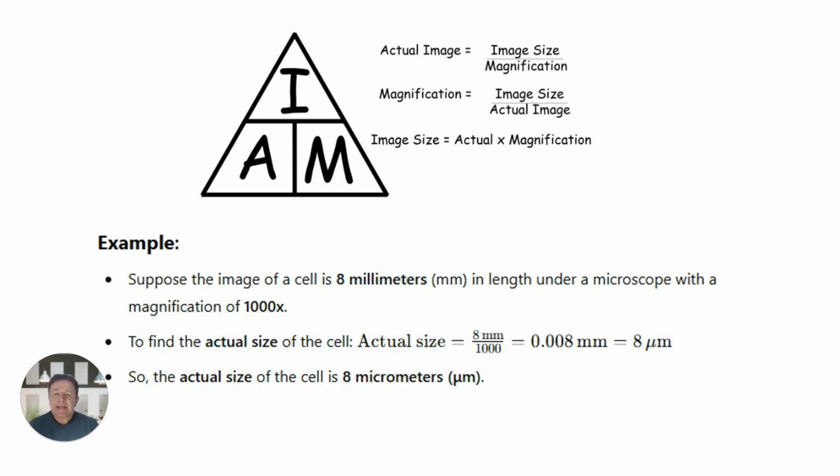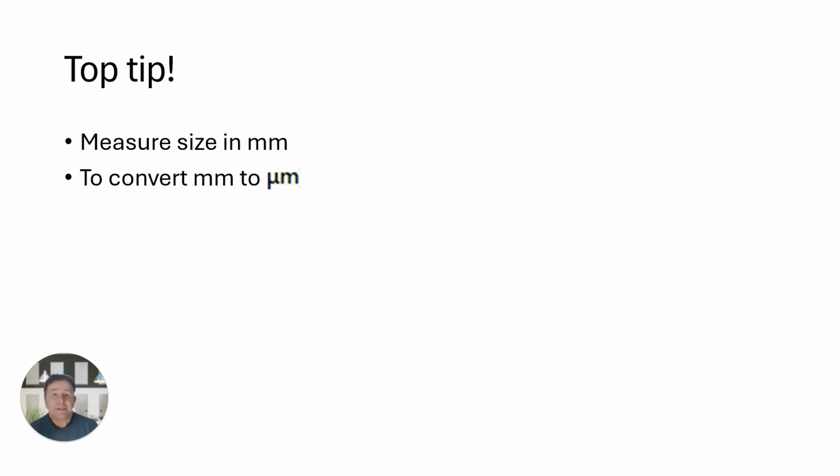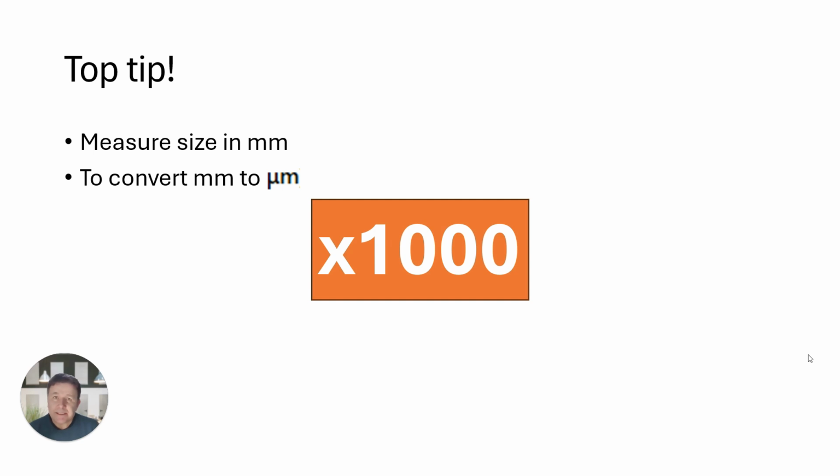Okay, so to find out the actual size, you know that it's image divided by the magnification, so 8 millimeters divided by 1000. That gives you the answer in millimeters, and you times it by 1000 to get 8 micrometers. So measure the size in millimeters and convert the millimeters to micrometers by multiplying it by 1000.